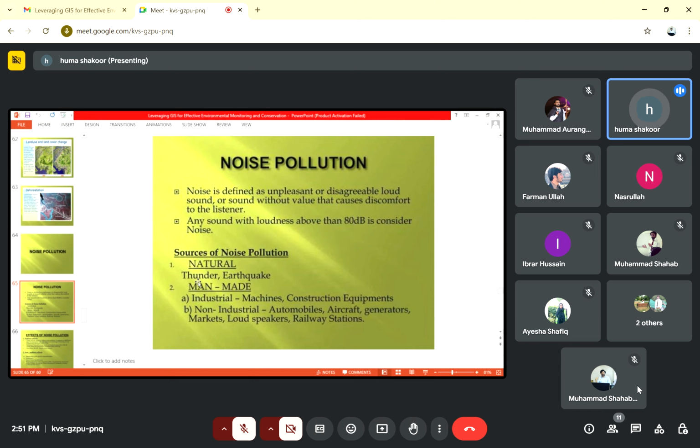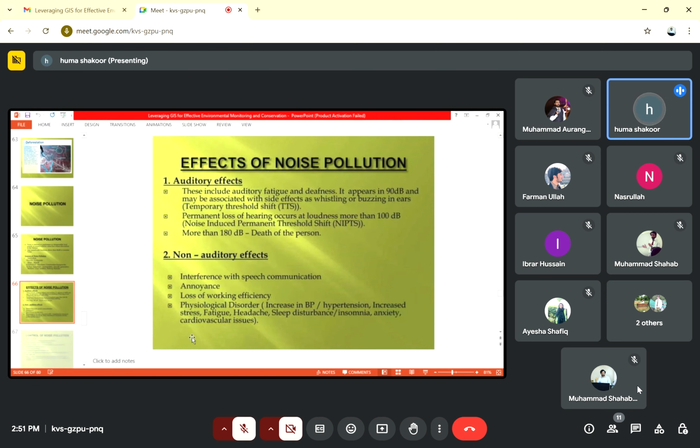Natural sources are thunderstorms and earthquakes, and the man-made sources are industries, machineries, construction equipment, non-industrial automobiles, aircraft, generators, markets, loudspeakers, and railway stations. All of these are man-made sources of noise pollution.